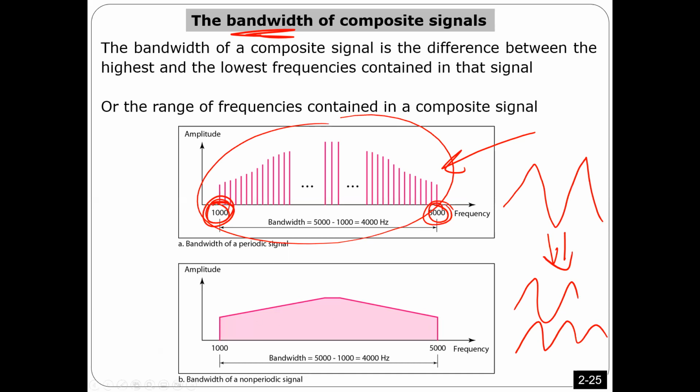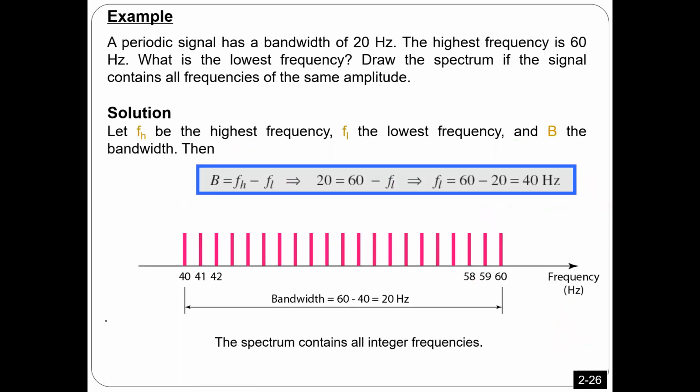Same thing here, but as I told you, if the frequency is continuous, that means this signal is not periodic. And it's the same thing. The bandwidth here is the difference between the biggest frequency and the smallest one. Any questions? Good. So let's have some examples based on what I explained.